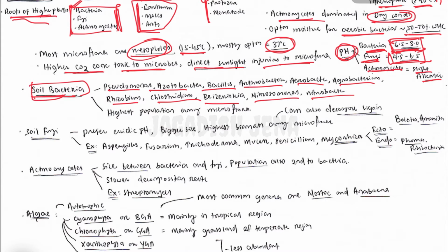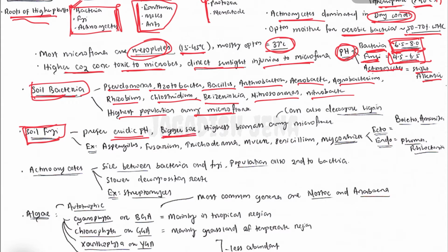Bacteria have the highest population among the microflora. If we look at microflora like fungus, bacteria, and actinomycetes in soil, then in 1 gram soil, the most dominant microflora is bacteria in terms of number. Okay. Now coming to soil fungi or fungus, they prefer acidic soil pH, and we have already discussed it. Mostly 4.5 to 6.5 pH they require.